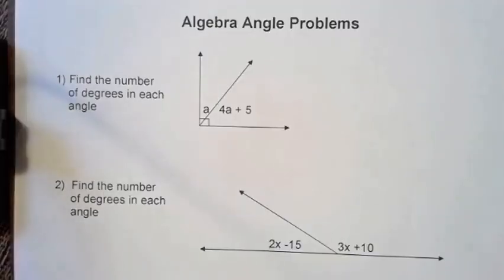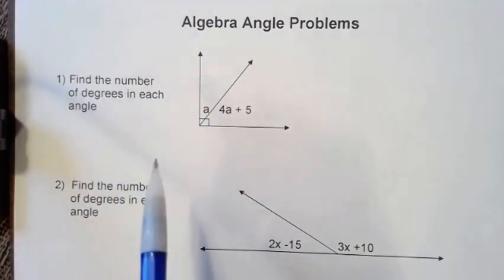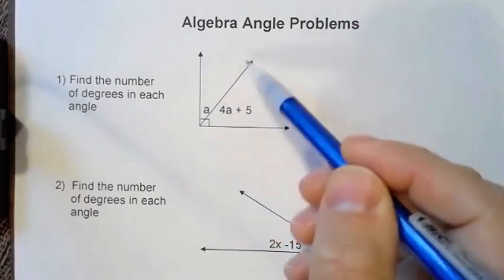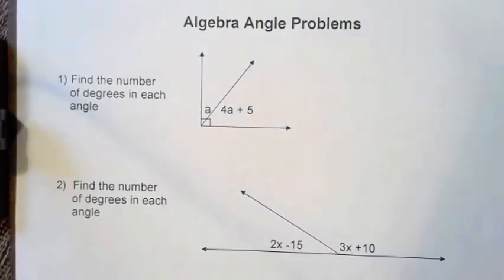In this video, we're going to solve angle problems with algebra. All right, so if I look at my first picture here, it asks me to find the number of degrees in each angle in the picture. I have this angle right here that was labeled as A. I have this angle here that was labeled as 4A plus 5.